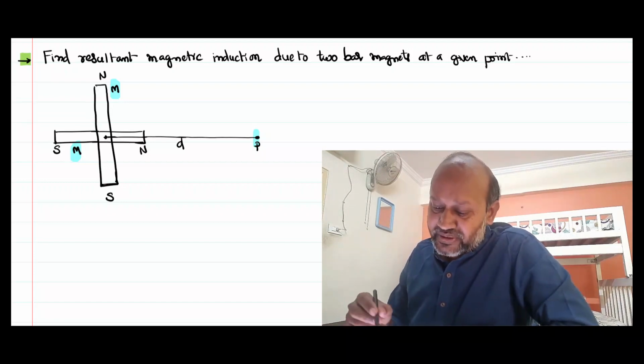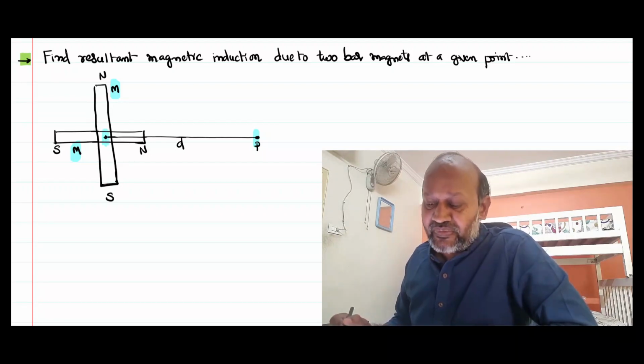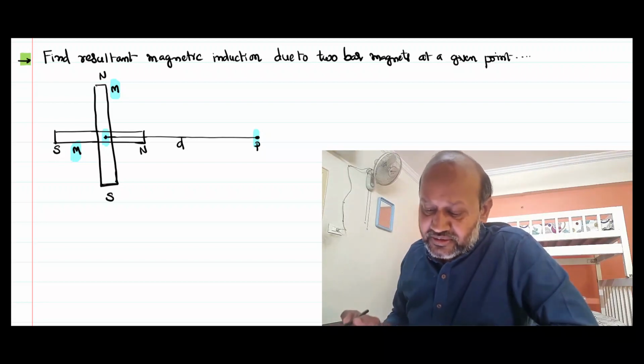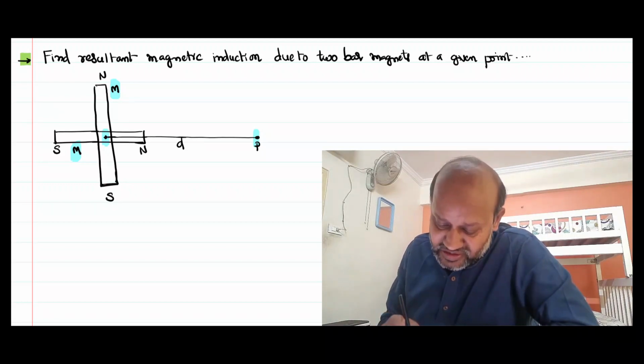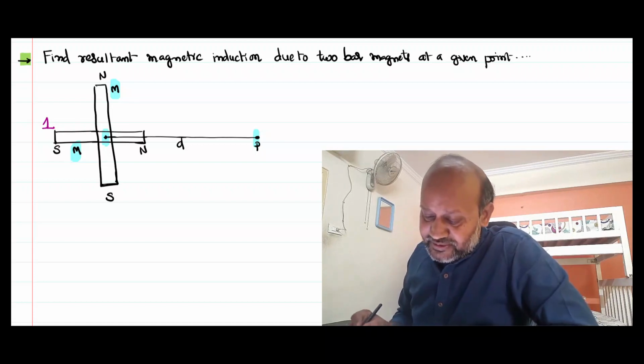On this point P, which is at a distance d from the center of their combination, we want to find a resultant magnetic field. Let's see how we solve this problem. So let's first think of this magnet. This is the first magnet. Let me consider this first, horizontal magnet.